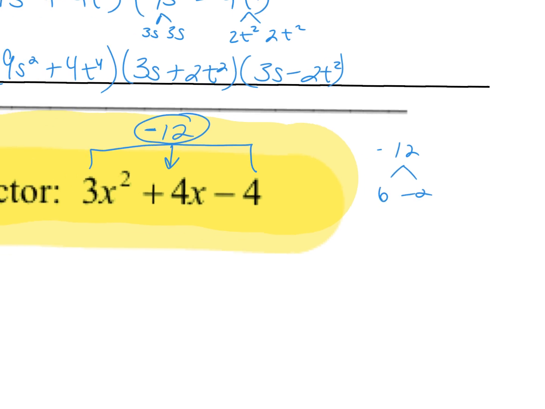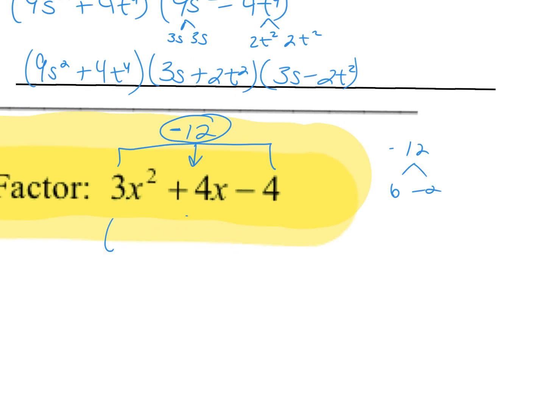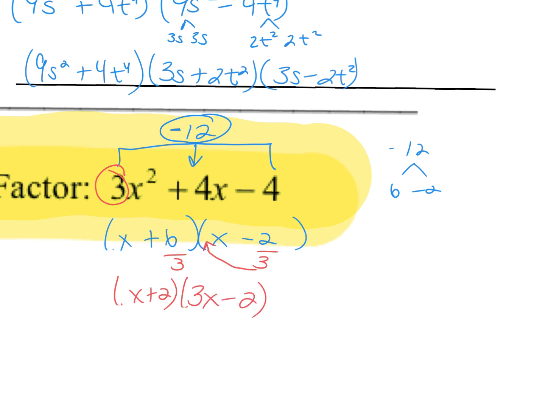All right, so the way that I do it is I write my 2 parentheses, put my x in the front, and I'm going to put my 2 factors in, my plus 6 and my minus 2. But since the a term is not 1, it's 3, I'm going to divide both factors by 3. Does 6 divide by 3 nice and pretty? Yes, this becomes x plus 2, right? Does 2 divide by 3 nice and pretty? No, so 3 would become the coefficient here. So it's 3x minus 2.